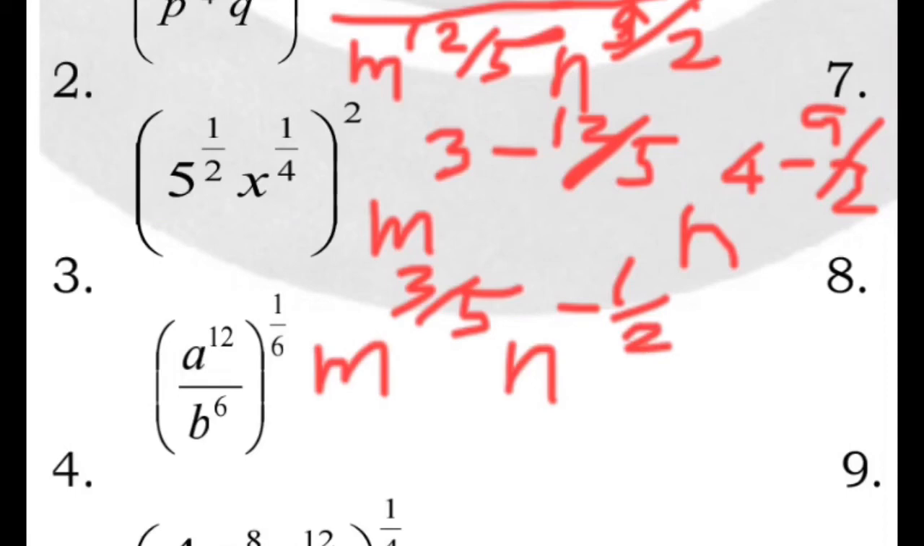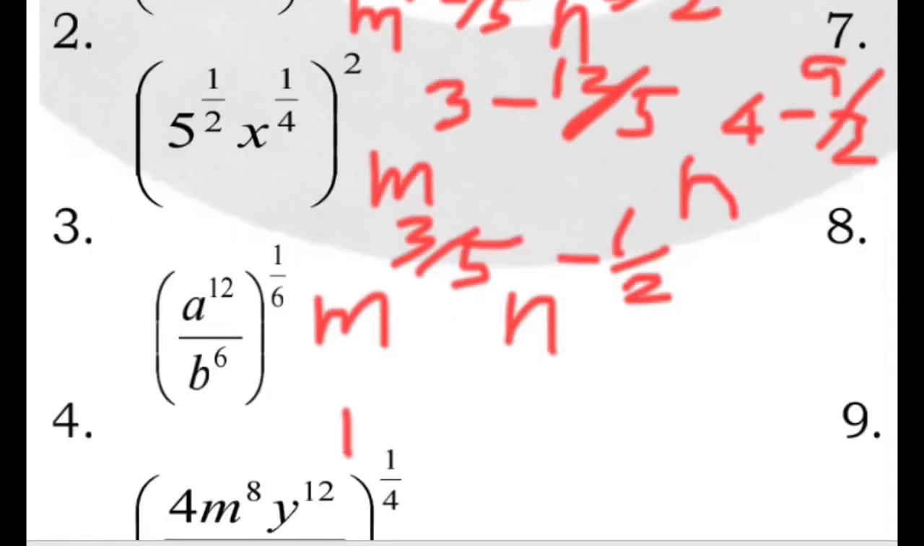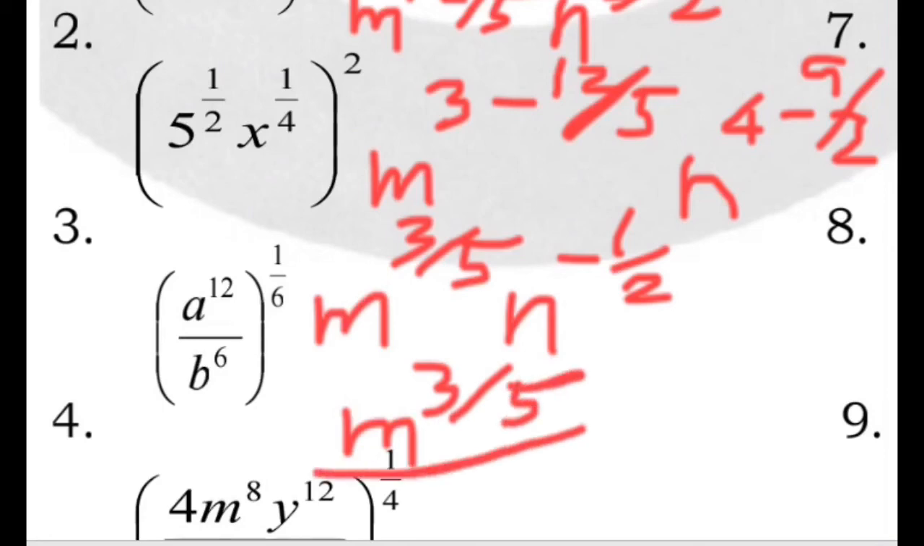Okay. Then this is a negative exponent. So we can have that one as m to the power of 3 over 5 over n to the power of 1 half.